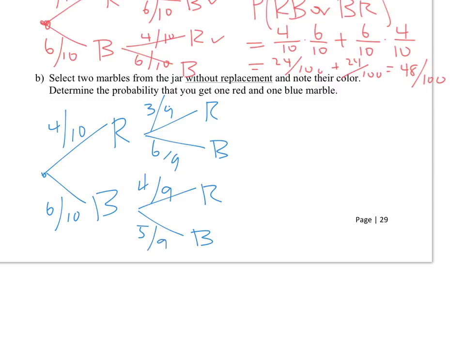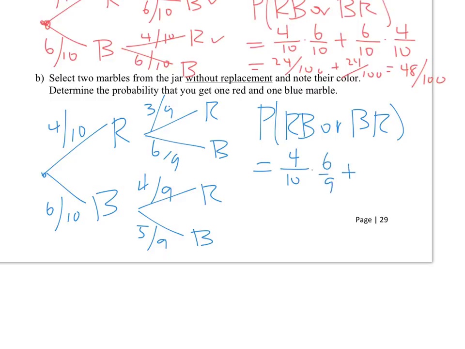So now when I go with the 1 red, 1 blue probability, I'm looking for these two outcomes, R, B, or B, R. And I go to those branches where I've written down the probabilities. Red and blue is 4/10 multiplied by 6/9 plus sign. And then B and R is 6/10 multiplied by 4/9. This gives me 24 out of 90 plus 24 out of 90 to get 48 out of 90.